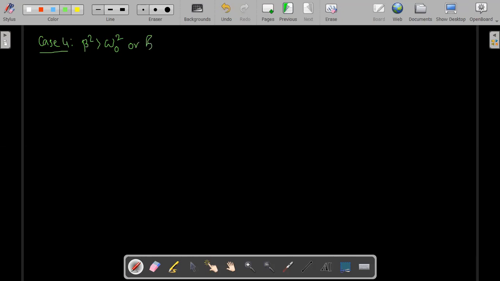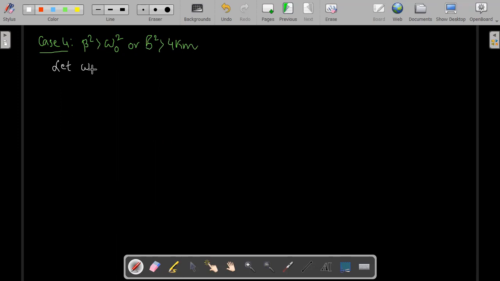Or as we have seen, it would be like b square greater than 4 k m. Now here you see we basically have the term in the numerator as beta square minus omega naught square. And as I said, in case of under damping, whichever is the larger term is taken first and the smaller term is taken later. In that case, omega naught square was greater than beta square, and then we replaced it with a term. So here, beta square is greater.